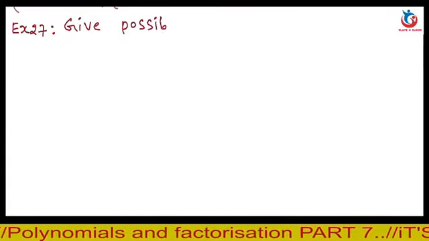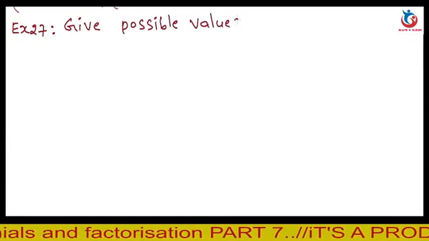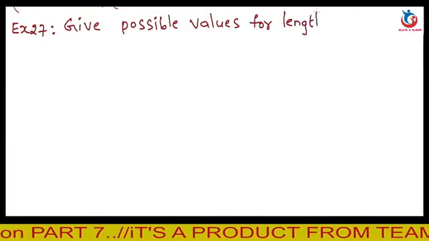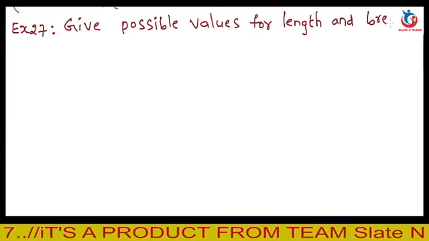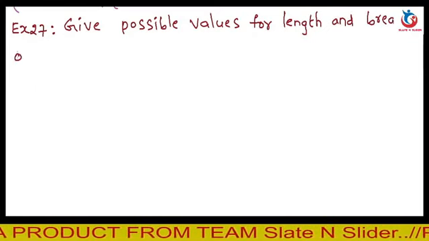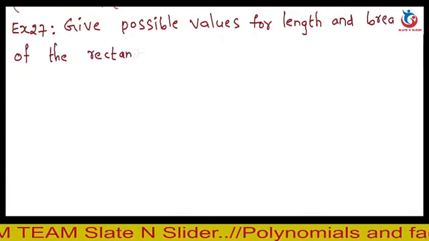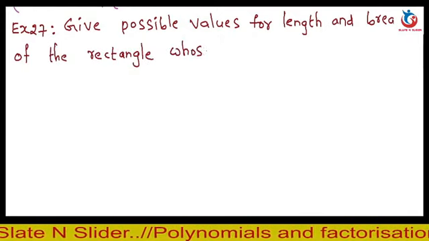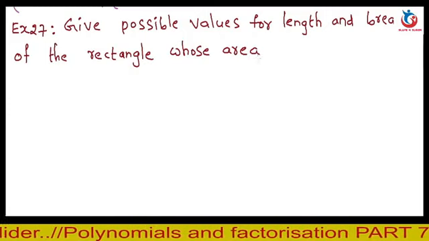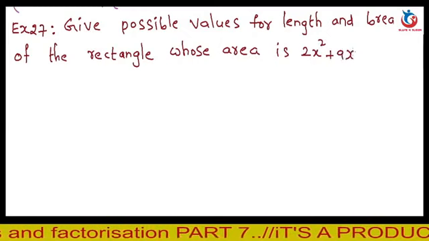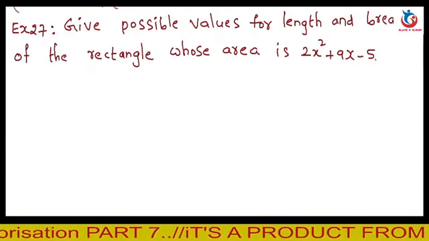That is, give possible values for length and breadth of the rectangle whose area is 2x square plus 9x minus 5. So for this question, what we have to do?